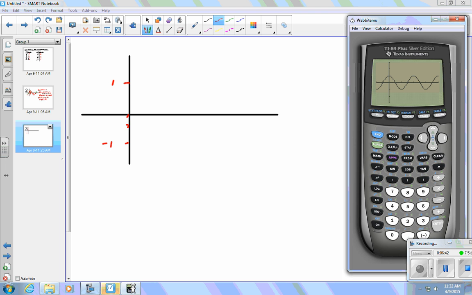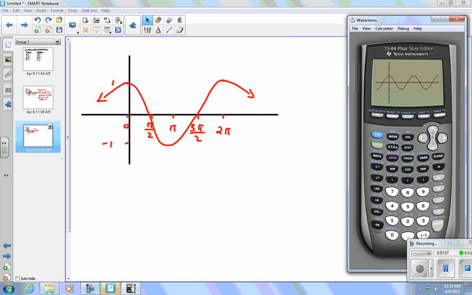So if this is 0, pi over 2, pi, 3 pi over 2, and 2 pi, we start at the highest point, come to 0, go to our lowest point, come to 0, and come up to the highest point. And because of the graphing calculator, we recognize it also continues. It's also periodic, and it's also considered a sinusoidal curve. Okay?